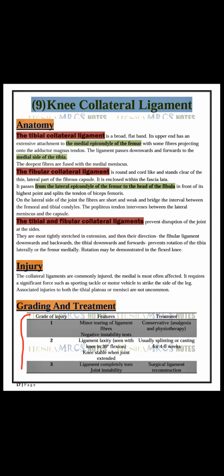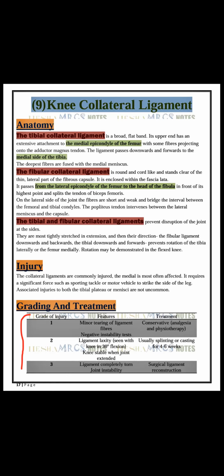Grade 1, 2, 3. In Grade 1, you will have no instability but a minor tear of the ligament. Here, you will go for conservative management. In Grade 2, there is a slight disability, but once you extend the knee joint, it is stable, and you will have ligament laxity. Ligament laxity can be seen in 30-degree flexion. So please go for splinting of this knee joint for 6 weeks.